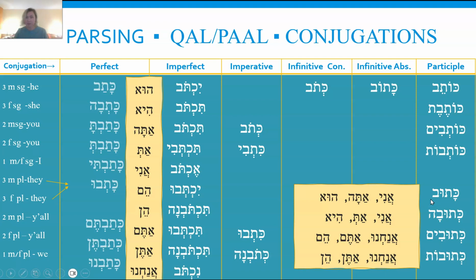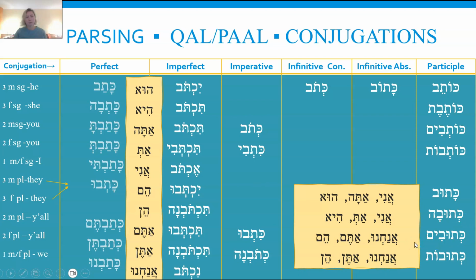Katuv, again, masculine singular, ani, ata, hu katuv, he is written. Okay, hu katuv. Ktuva, first person, ani ktuva, I'm written. At ktuva, talking to a woman, saying you are written in the book of life, right? Sefer Chaim. Hi ktuva, she's written in the book of life. Again, we're stuck with the book of life.